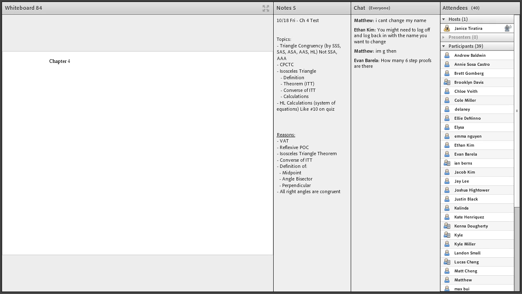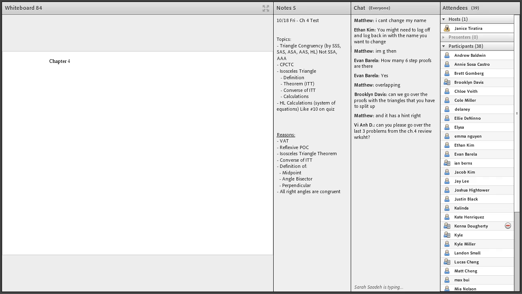How many 6-step proofs? There's the one with the combination, Evan, is that what you're talking about? For instance, you prove one pair of triangles, and there's only one of those, just like the quiz. The other 2 will be something like triangle ABC is congruent to triangle DEF because of SAS and then all that. And one of them might not be related, just like your quiz. If you look at the front side of your quiz, number 11 had nothing to do with 2 triangles being congruent. So it could be something like that.